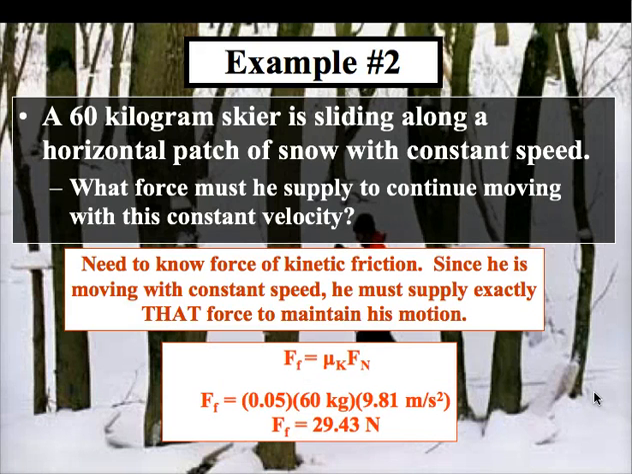To calculate it, we use the force of friction is equal to mu sub k times the normal force. Notice how small the mu sub k is for wood wax skis on snow, 0.05. So the force of friction is 29.43 newtons to keep him at constant velocity. That's what his legs have got to supply.